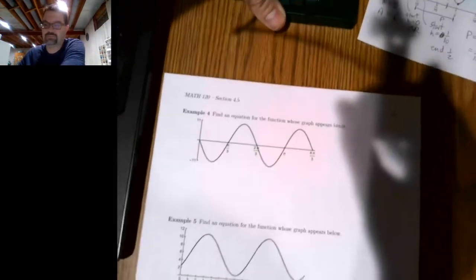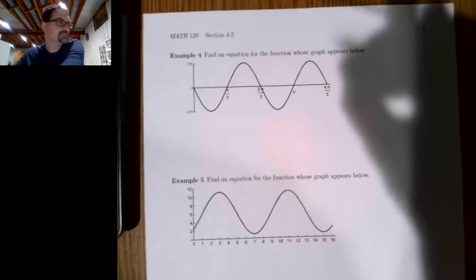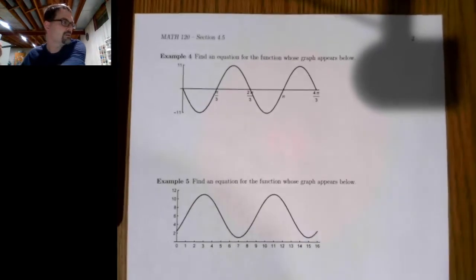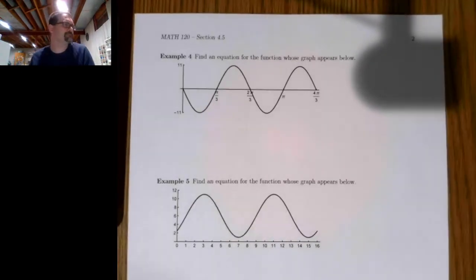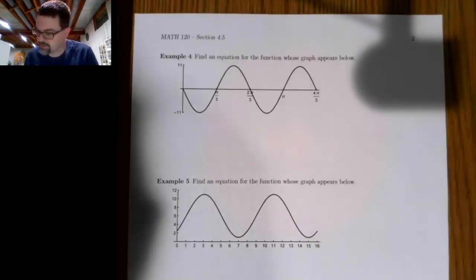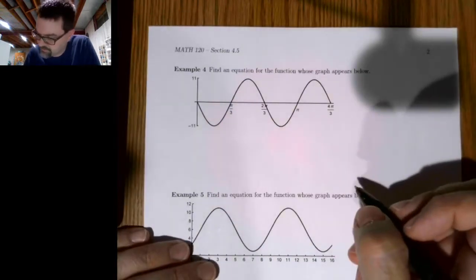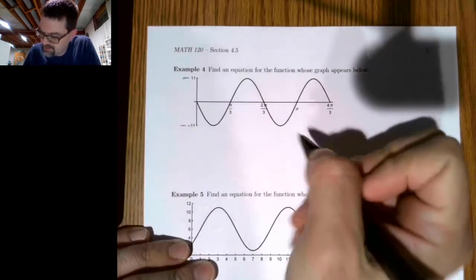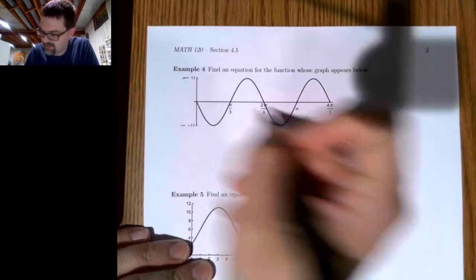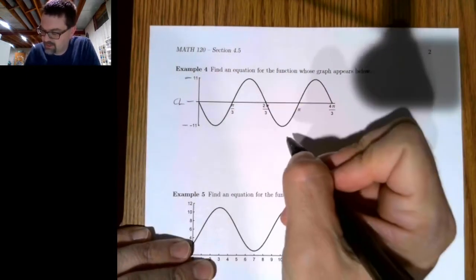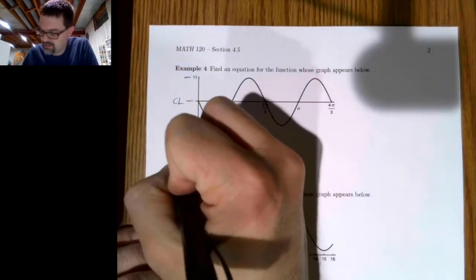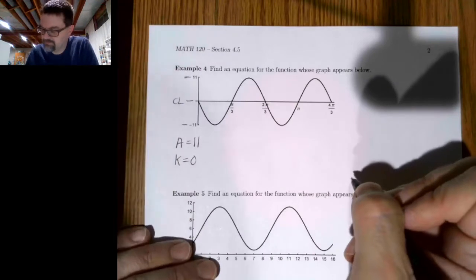Okay. So, weird new camera. Okay. So here it is. What do we got with this guy? Well, sure looks like we hit our peaks and our valleys at plus and minus 11. So our center line is right here at 0. So amplitude 11 and k equals 0. Done and done.